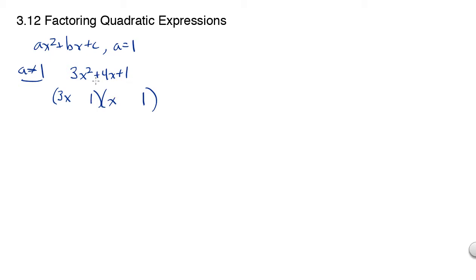Just like before, this sign on the 4x tells us that they both have to be plus. This sign told us they have to both be the same sign. So that wasn't too bad. This guess and check type stuff is good for particularly easy factoring problems. 15x squared plus 2x minus 1.